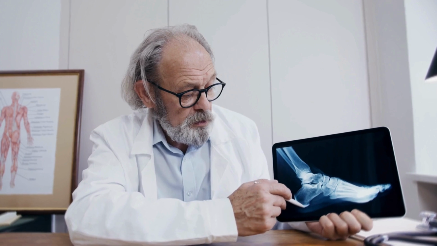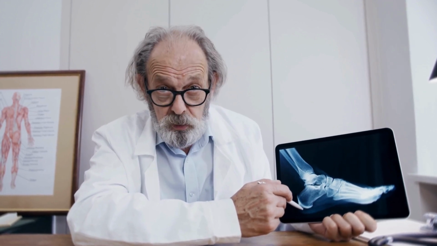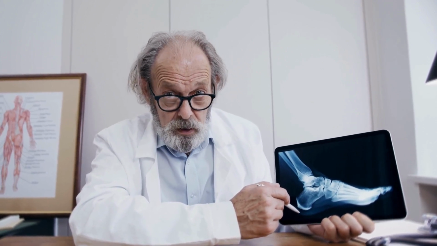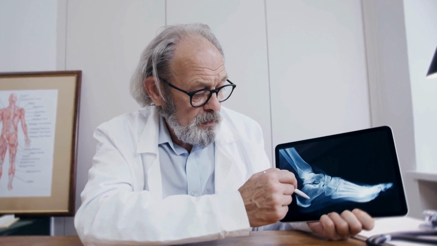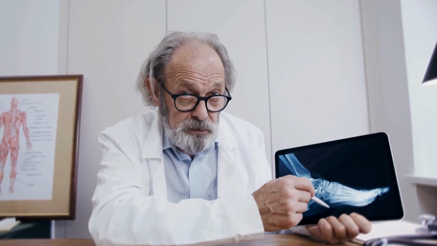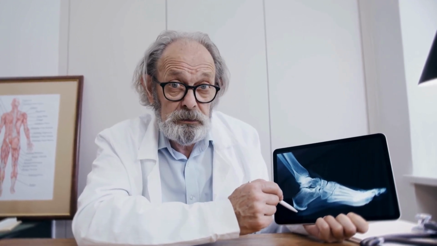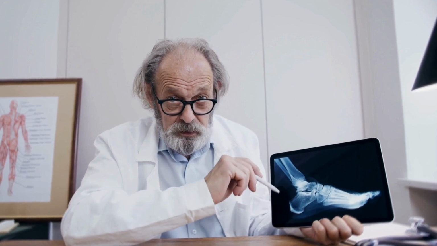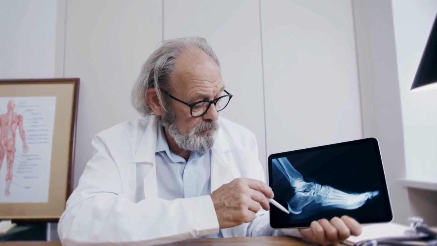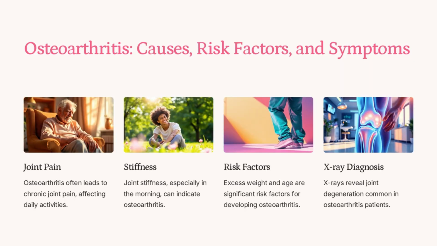X-rays are a common first step, with 80% accuracy in diagnosing osteoarthritis. MRI scans are more detailed, providing 90% accuracy in identifying osteoarthritis. Blood tests can help rule out other conditions, though they only have 75% accuracy for osteoarthritis specifically. Analyzing fluid from the affected joint is another useful test, with 85% accuracy.